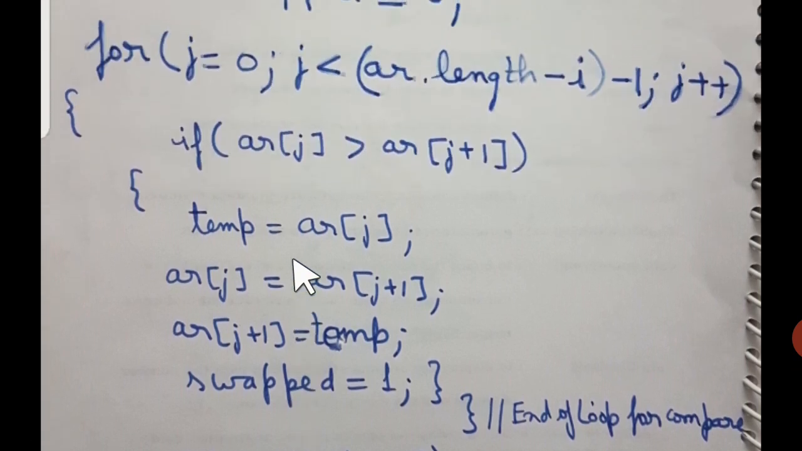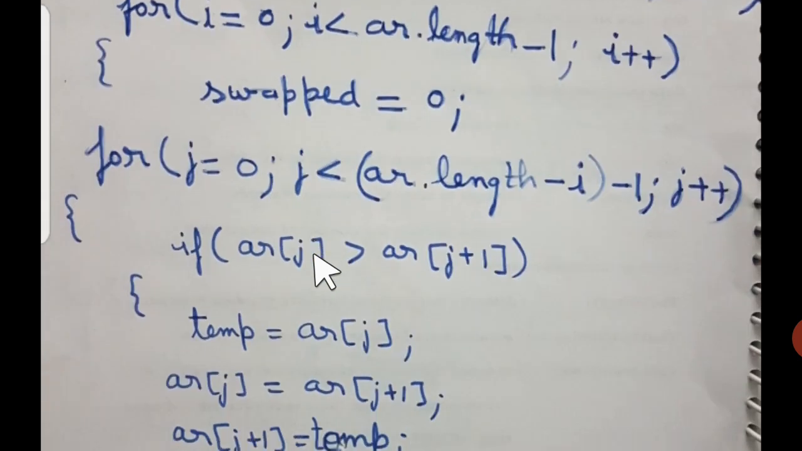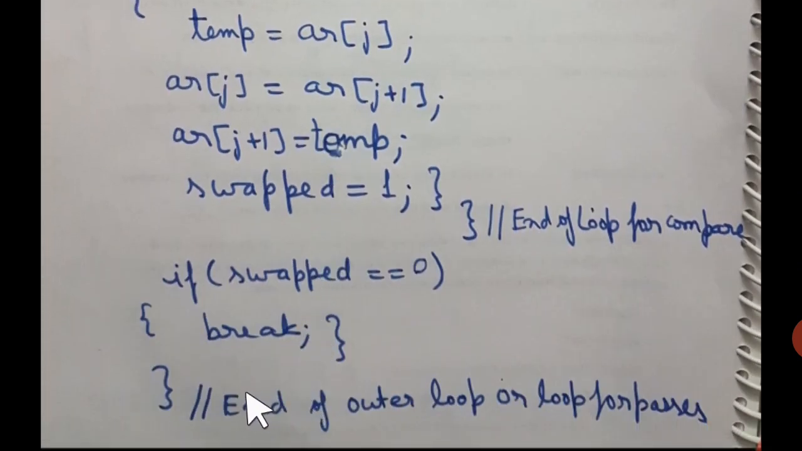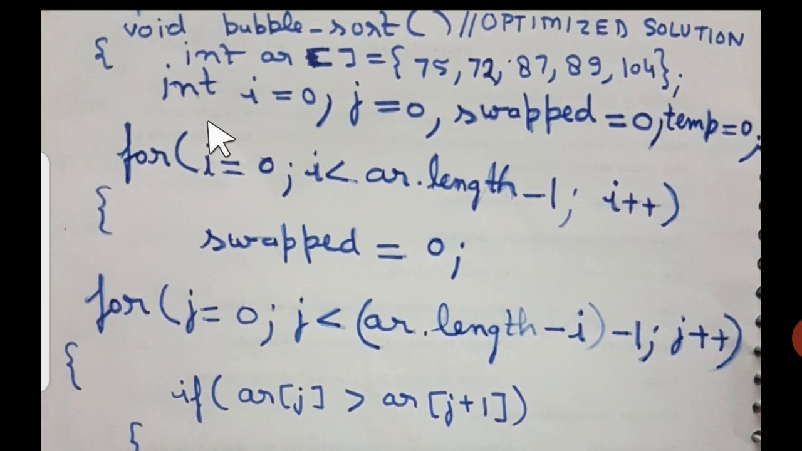So this is the optimized implementation of the bubble sort, and then you can finally close the bubble sort and it's over, right? You can see here the end of the outer loop, and finally you can add one more curly brace just to close the function of the bubble sort, which we started from here.